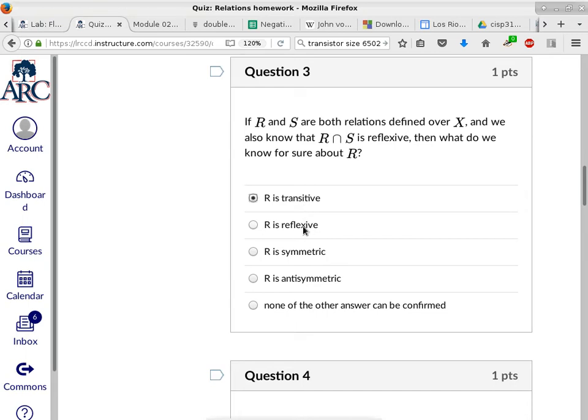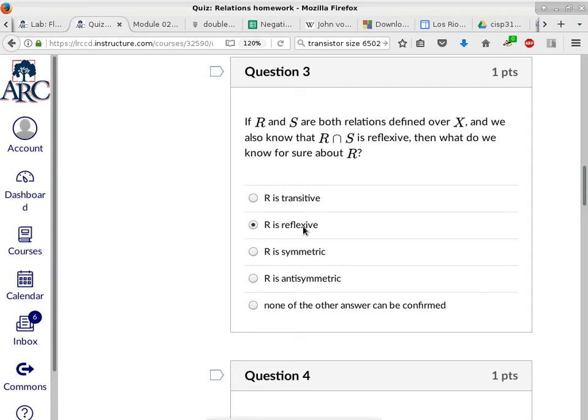Can we claim that R itself is reflexive? It has to be, because what is in the set of intersection? What is common between the two sets, right? So if what is common between R and S is reflexive already, then not just R, but S has to be reflexive as well.